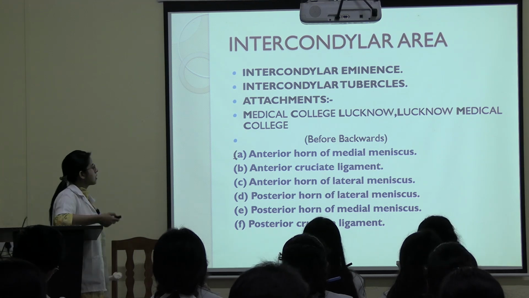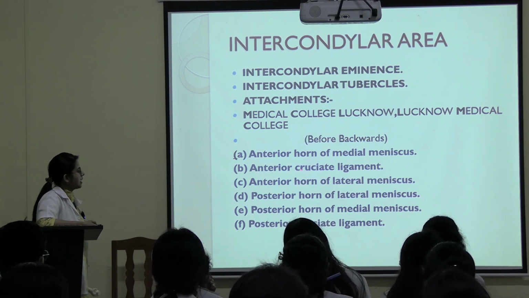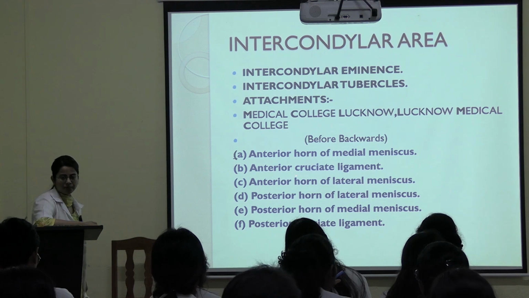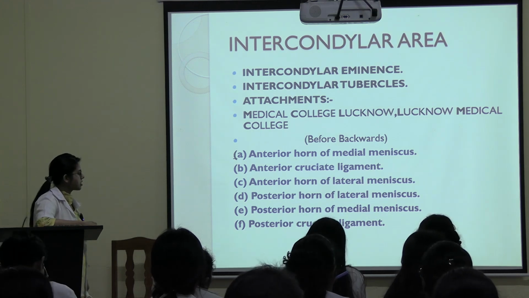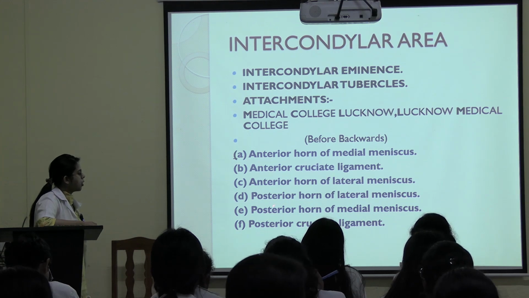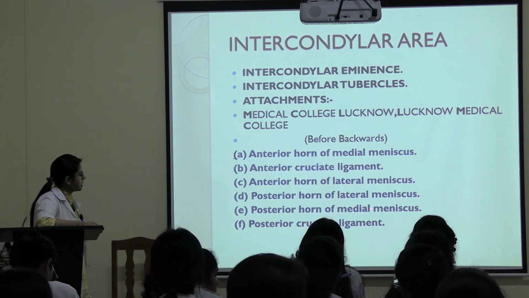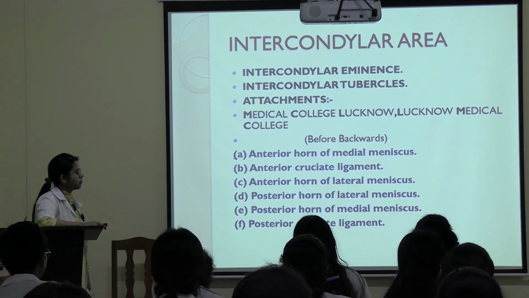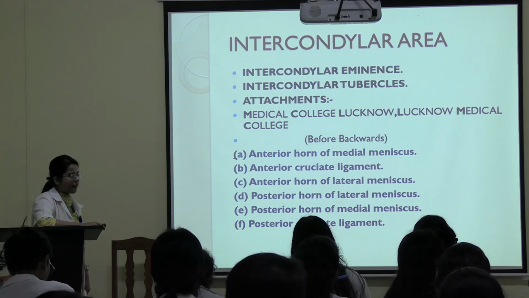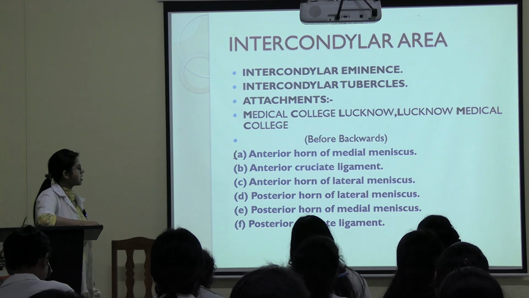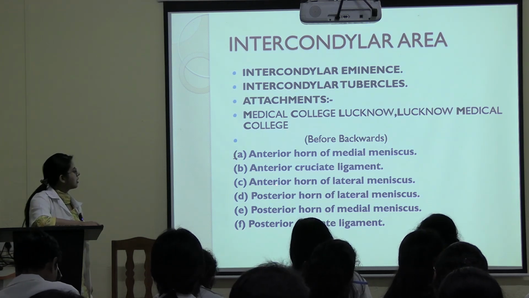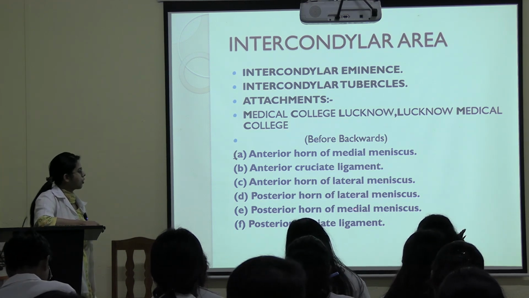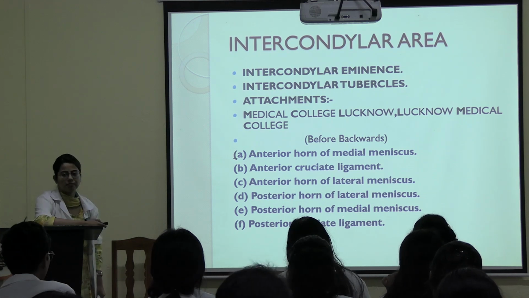So, anterior horn of medial meniscus, C for cruciate ligament. From before backwards, so it will be anterior. Anterior horn of lateral meniscus, posterior horn of lateral meniscus, posterior horn of medial meniscus, and posterior cruciate ligament. Clear? We'll use this mnemonic to remember these structures. First is anterior horn of medial meniscus, second is anterior cruciate ligament, third is anterior horn of lateral meniscus, posterior horn of lateral meniscus, posterior horn of medial meniscus, and posterior cruciate ligament.